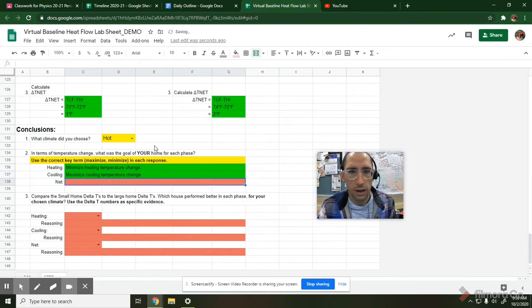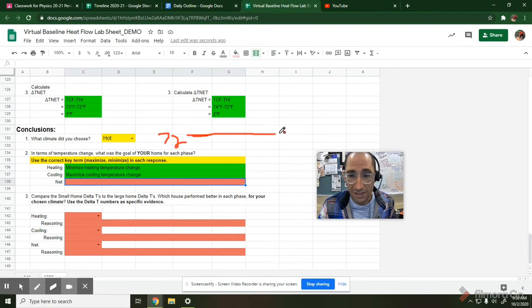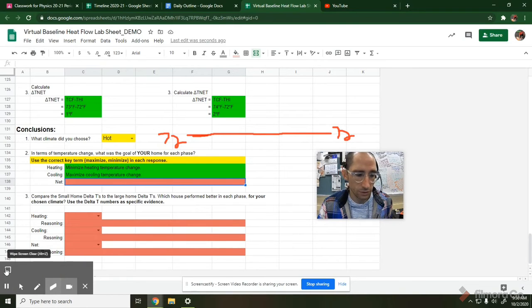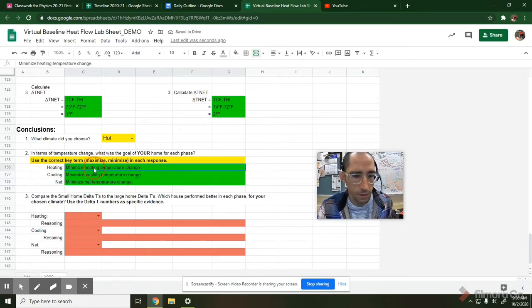All right, and then overall, if you start at 72 and you stay at 72 the entire time through heating and cooling, there is no net change. You started at 72, ended at 72, net change is 0. That's ideal for a hot climate. Net temperature change is 0. So you're trying to minimize your net temperature change, make it as small as possible, as close to 0 as possible. Minimize heating, maximize cooling, minimize net.